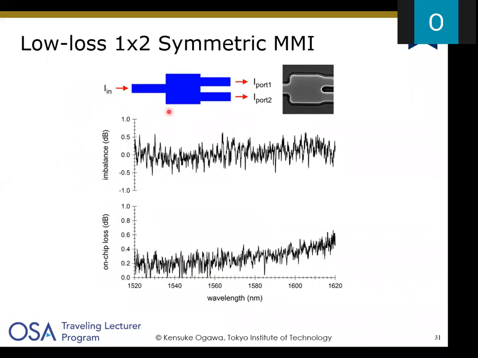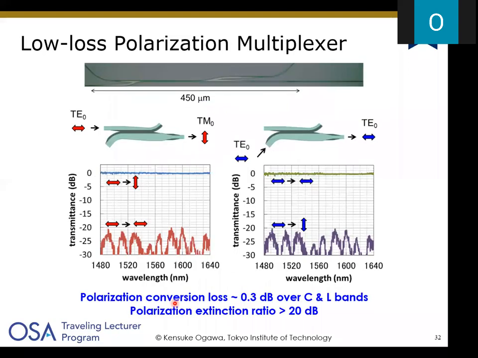And also the 1x2 coupler splitter. A multi-mode interferometer is utilized for the 1x2 couplers and splitters. Based on the silicon platform, you can create very low loss couplers and splitters. On-chip loss is about 0.2 to 0.4 dB over this wavelength range of the C and L bands. So, a low loss coupler and splitter, and also a low loss polarization division multiplexer.